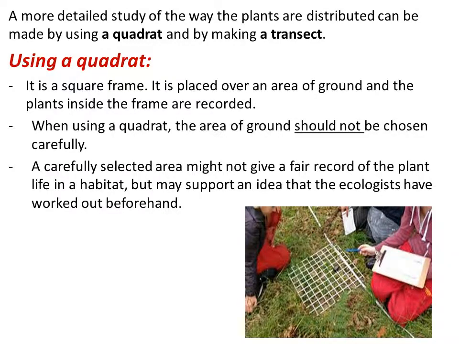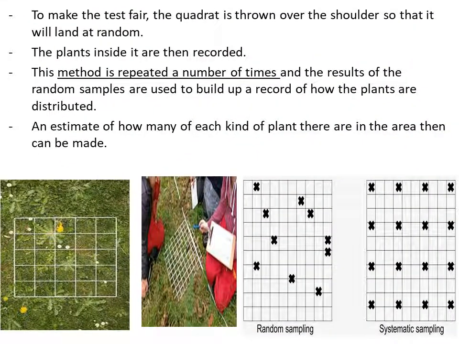Okay, grade 7. To make the fair test, the quadrat is thrown over the shoulder so that it will land at random. When you come to a place where you want to study the plant life in the habitat, you take a small rock and throw it. The place where the rock lands, you go and put your quadrat. That's how they choose the place.